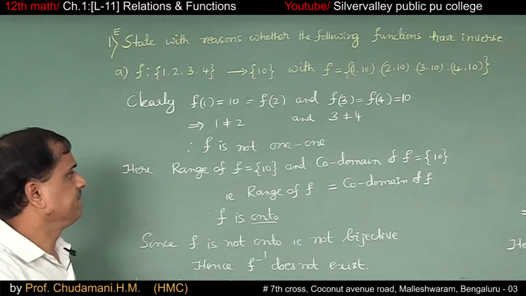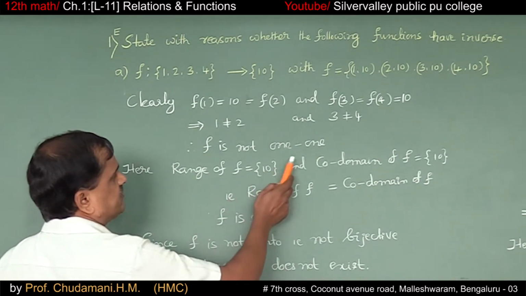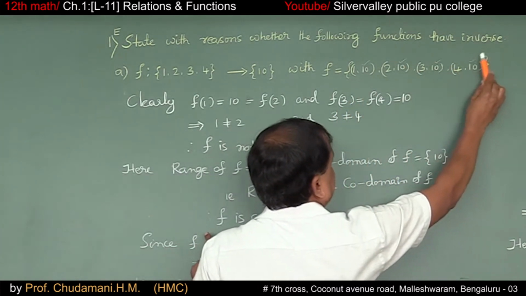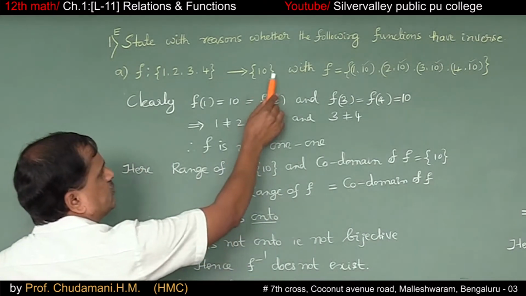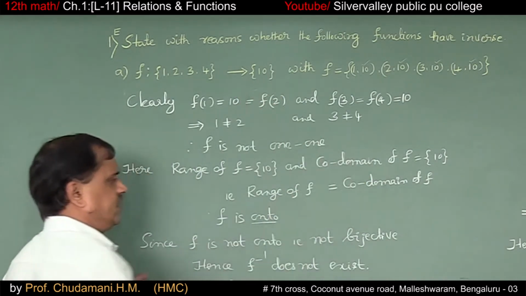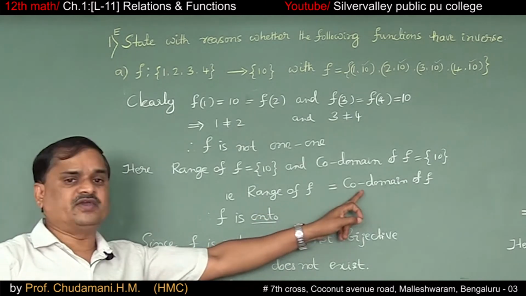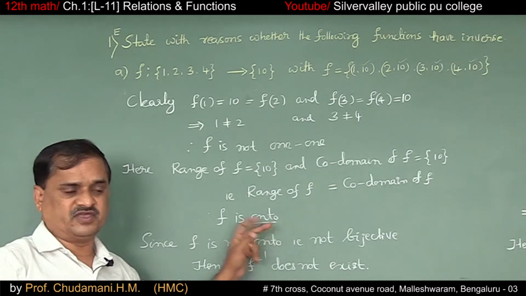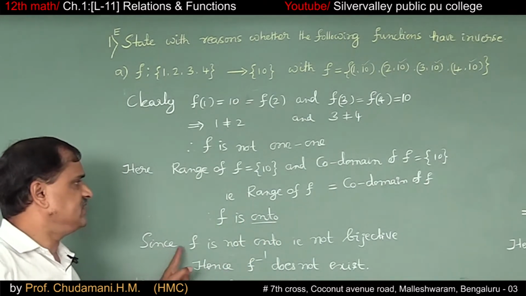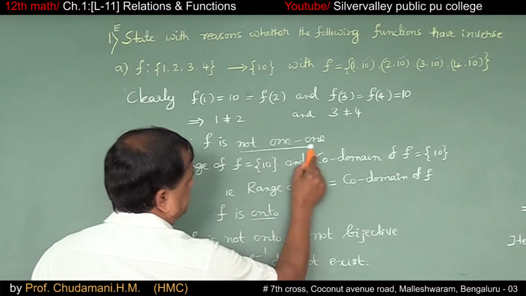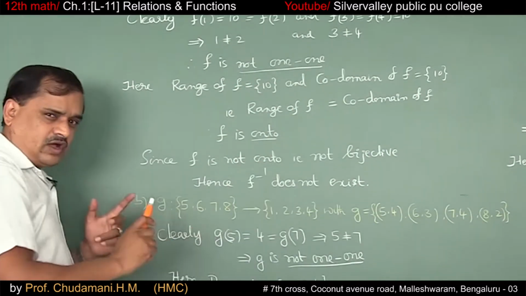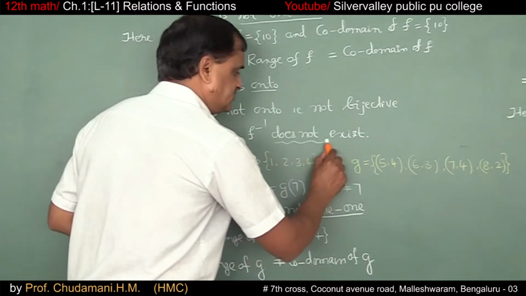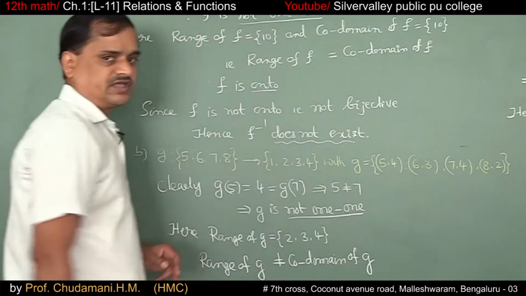Not a one-one function. Observe the range of the function. Range of the function is {10} only. And of course, codomain is also {10}. So clearly, range of f is equal to codomain of f. Therefore, f is onto. Since f is not one-one, that means it is not a bijective function. Hence, f inverse does not exist.